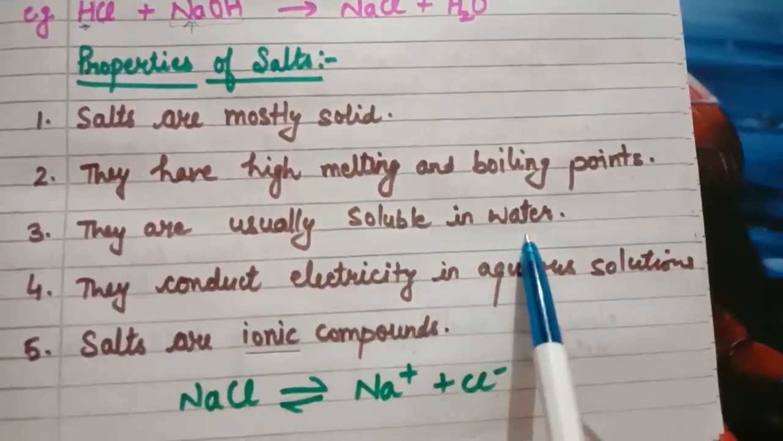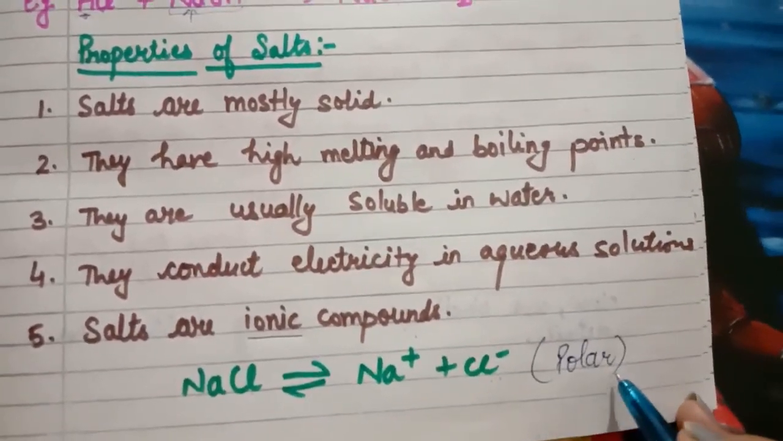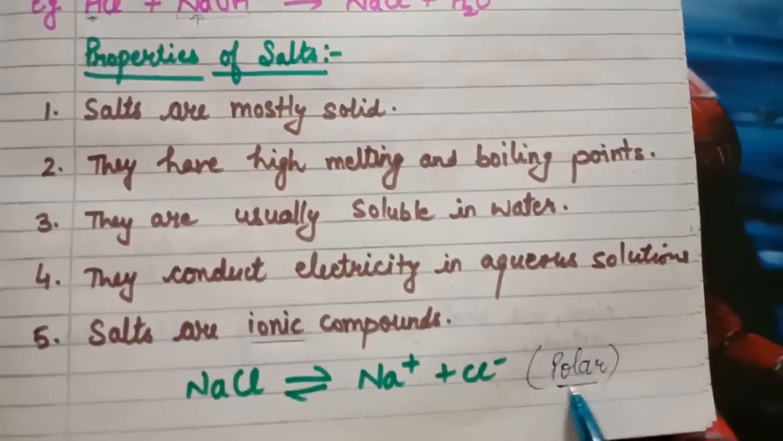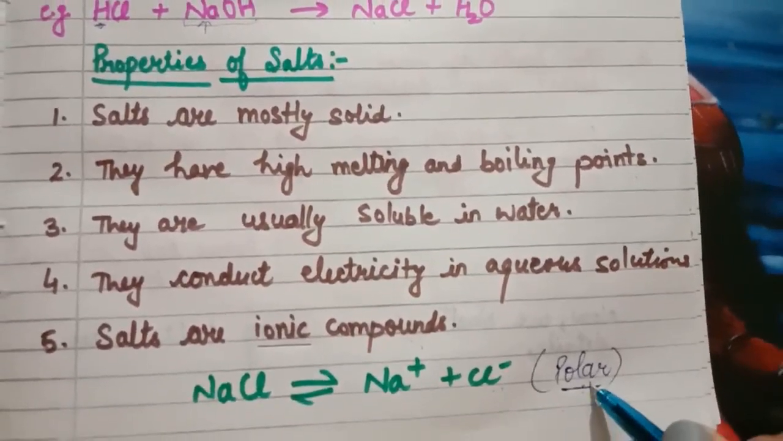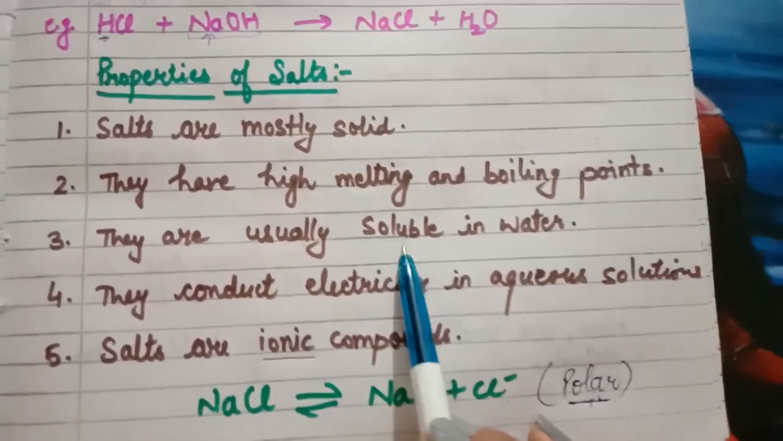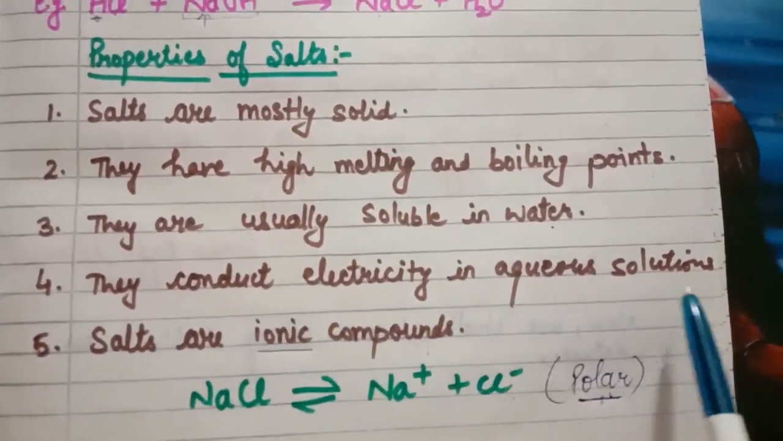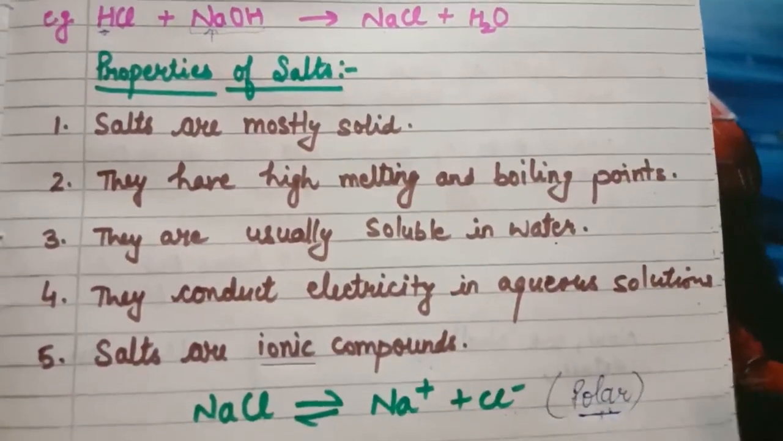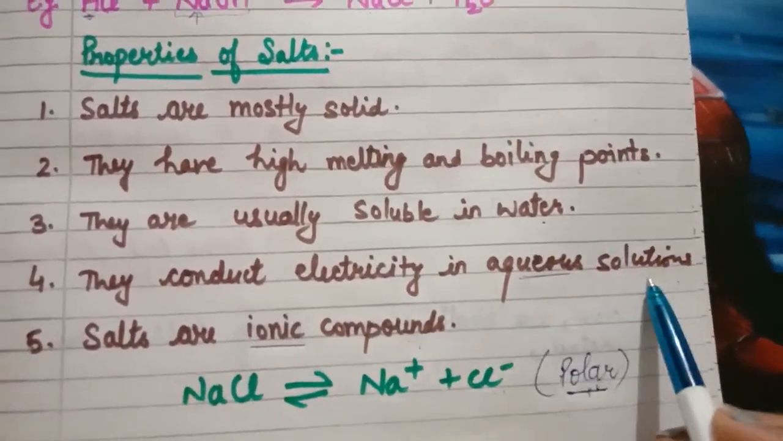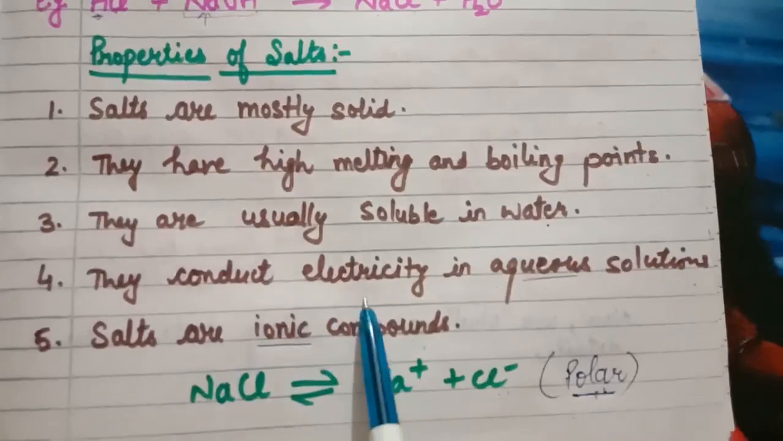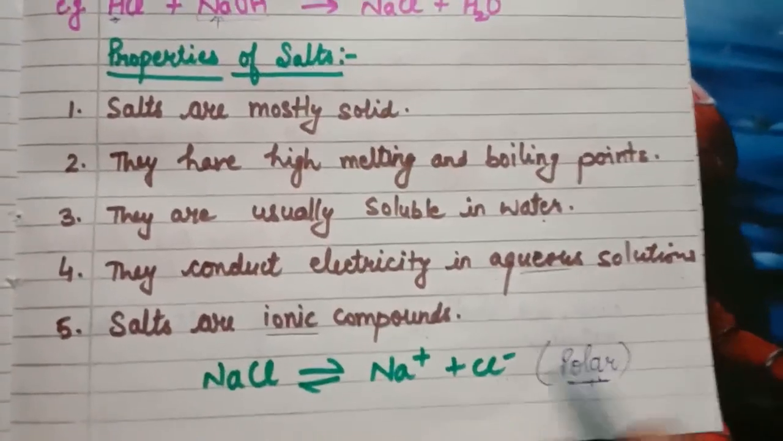They are usually soluble in water because they are polar in nature. As I have told you in my previous videos, polar means ions are formed. Whichever substance is polar is always soluble in water. As they are soluble in water, they conduct electricity in aqueous solution. So all these properties are interconnected with each other. Whenever they are dissolved in water, they conduct electricity. That means electricity can pass through salts. For example, NaCl in water.